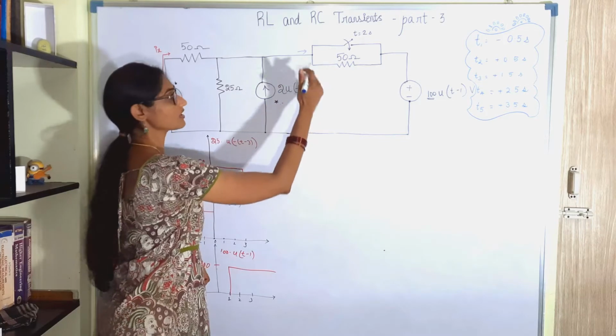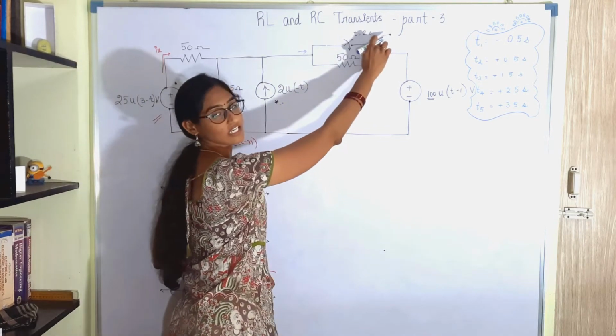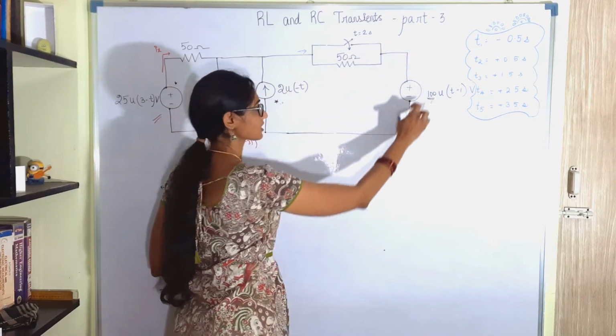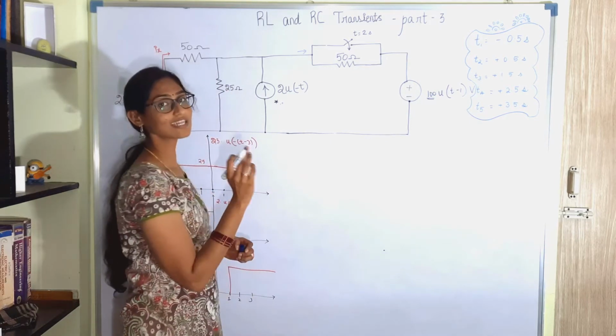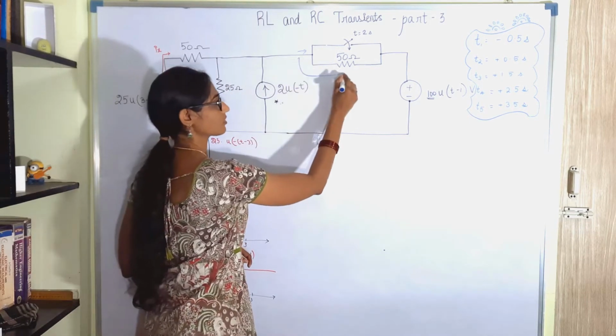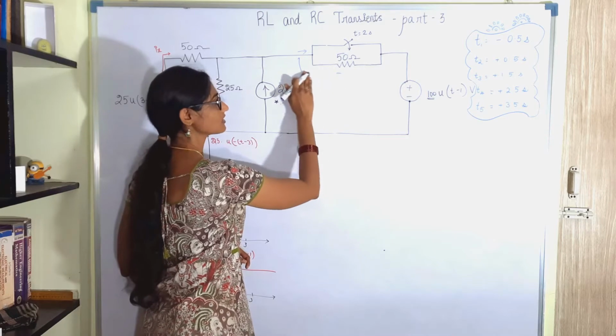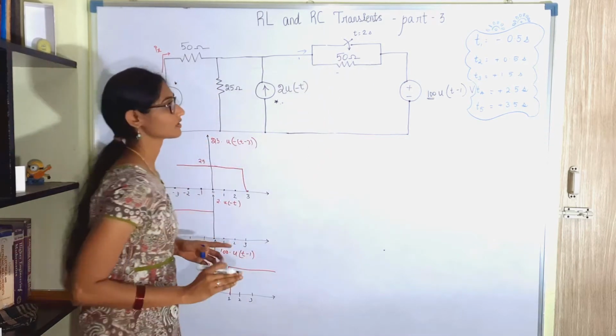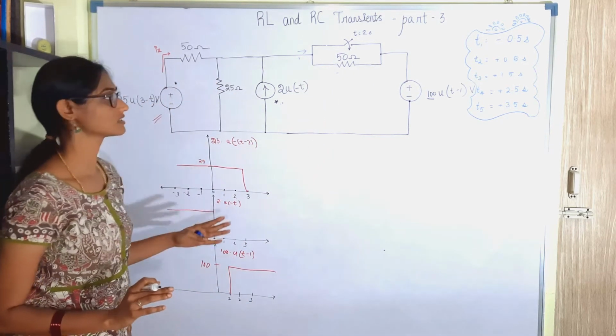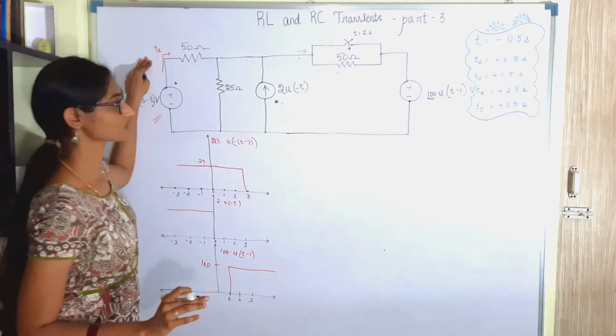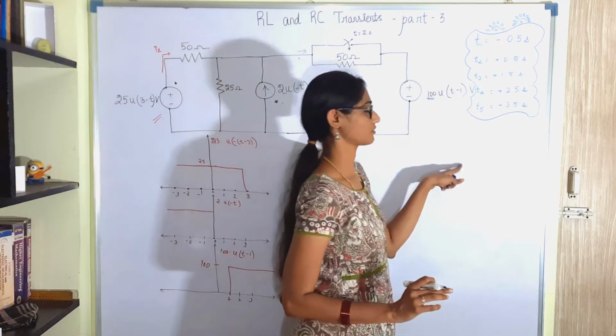The current will come here, move to the short at t greater than 2 second, and then it will circulate back into this circuit. Till 2 second you can consider this 50 ohm. After 2 seconds this path will be put off. Okay, so this is how this circuit is designed. Let us find the value of Ix of t for all these time intervals.